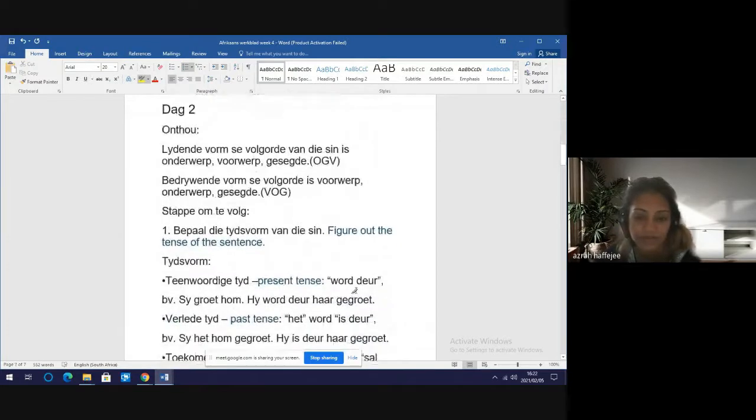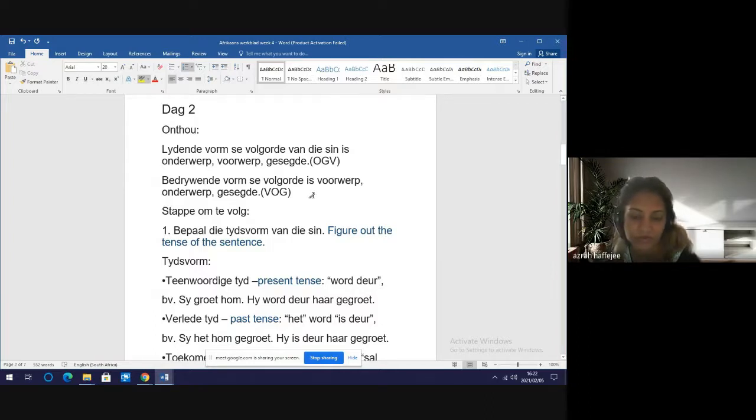If we're looking at dag 2, I said I was also going to talk about dag 2's work where I have leidende and bedrijvende vorm. It says onthou, leidende vorm se volgorde van die sin is onderwerp, voorwerp en gesegde.